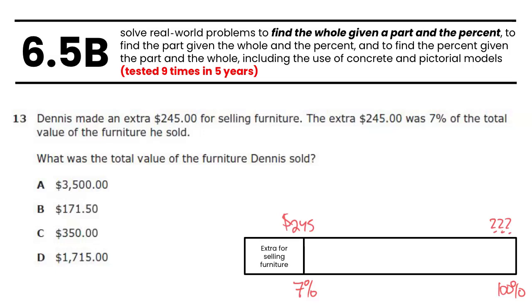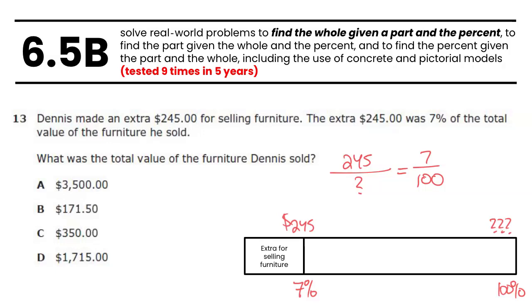Therefore, I know how to set up my percent proportion. 245 is going to be my part. We are looking for the whole, and that is going to equal my 7 out of 100 for my percent. Then we can talk about different strategies perhaps for students to solve this problem.